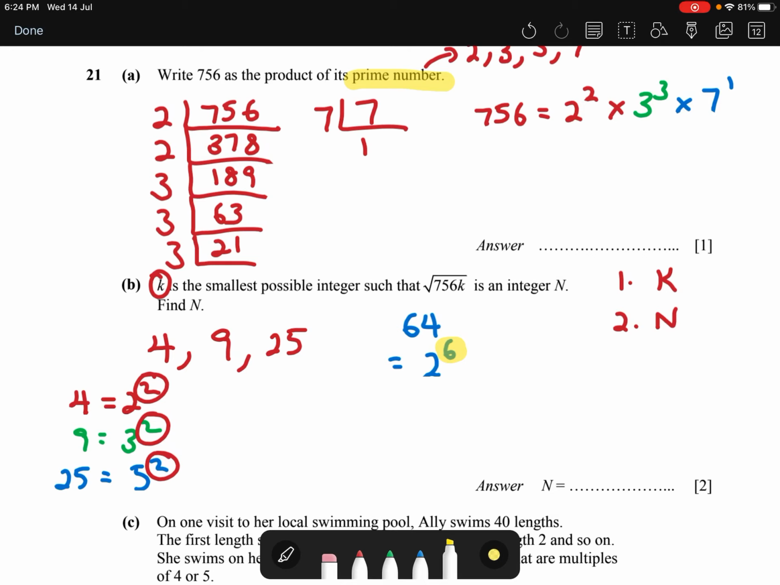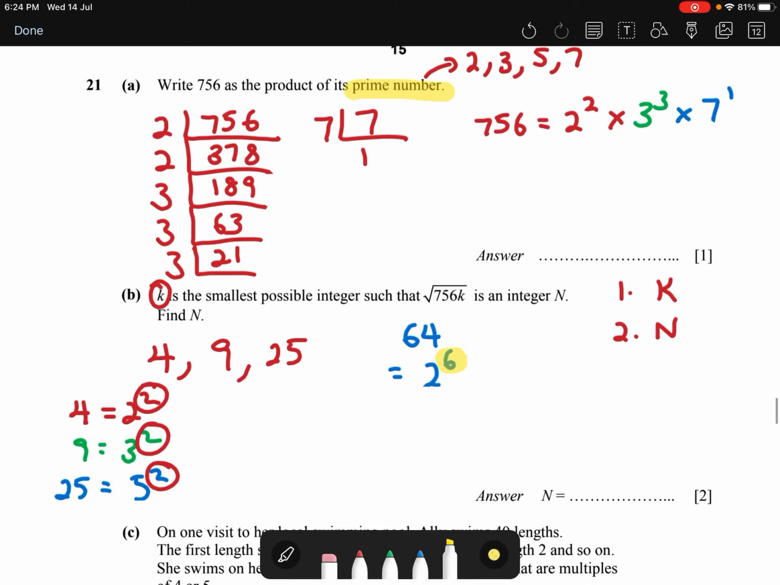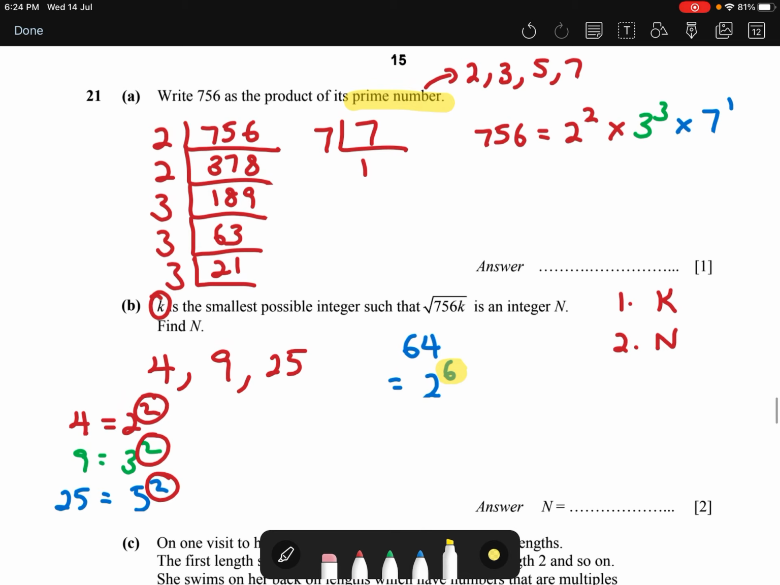So it's consistent. Okay, so if I look at my 756, in terms of the prime factorization, I have 2 to the power of 2. That is okay, because the power is a multiple of 2. But if you look at the green color, 3 to the power of 3, the power is 3. So it's not a multiple of 2. So I need to make the power of 3 a multiple of 2.